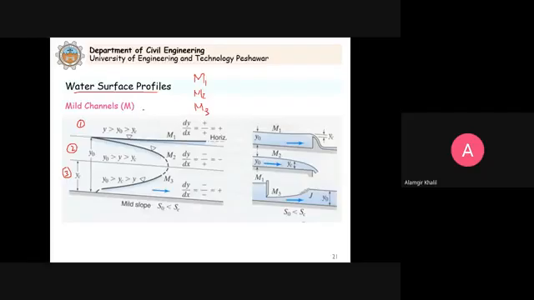Similarly, this will be the case for the other slopes. This is only for mild channels, where the slope is mild slope, S0 is less than SC. And these water surface profiles which occur, we have to analyze them. We just developed the theory for this.